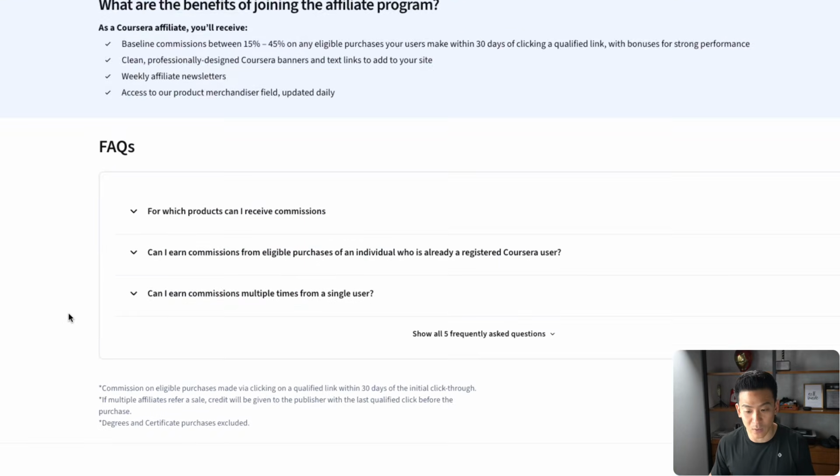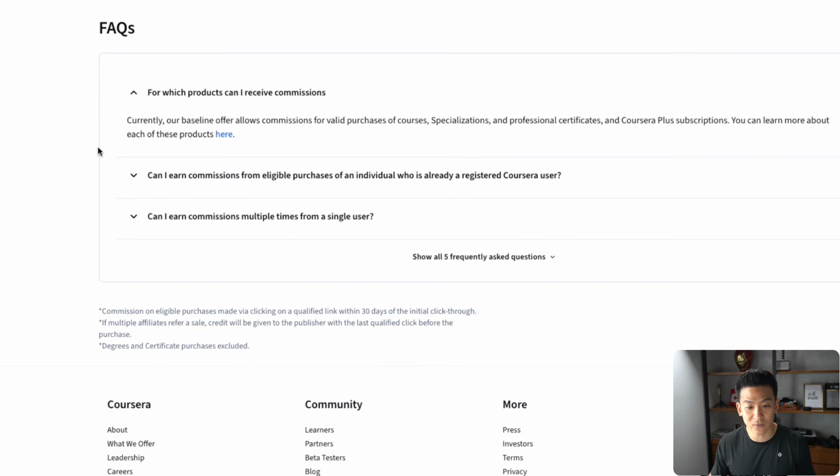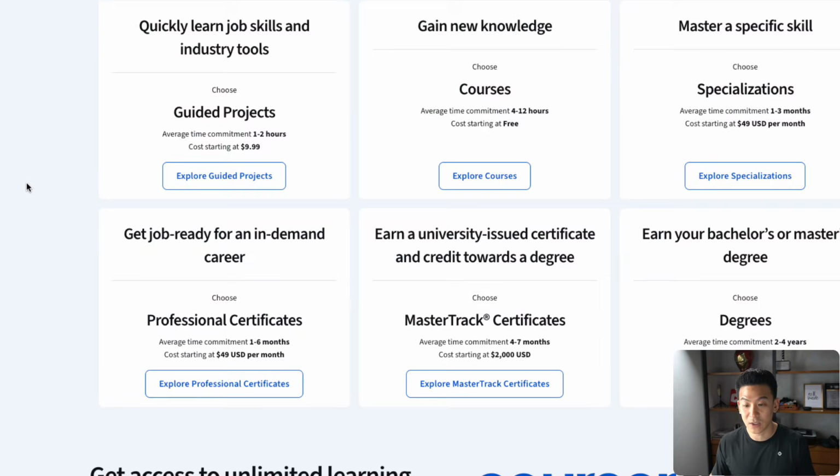Now, how does this work, right? If you come down here, you can receive commissions for basically any valid purchases of courses, specializations, professional certificates, and Coursera Plus subscriptions. All right, and you know, you were on the page earlier. It just depends on what products people buy, but essentially there are different levels that people buy at, okay, and depending on their level will depend on how much you make.